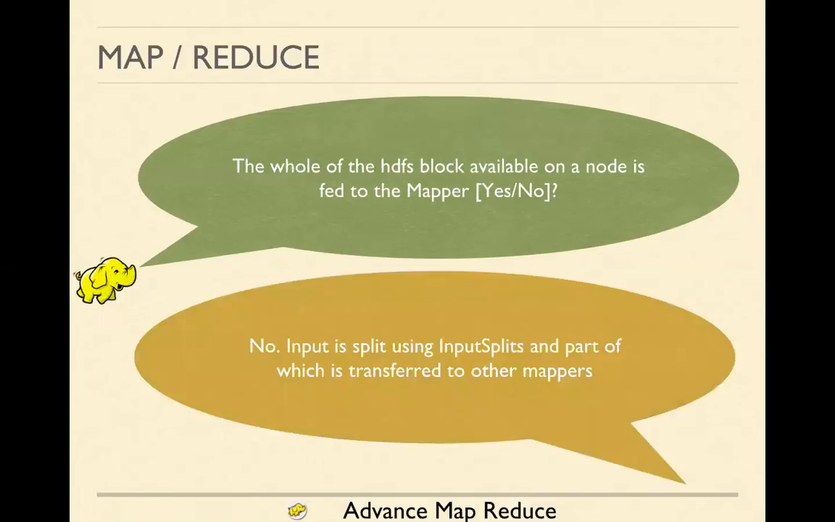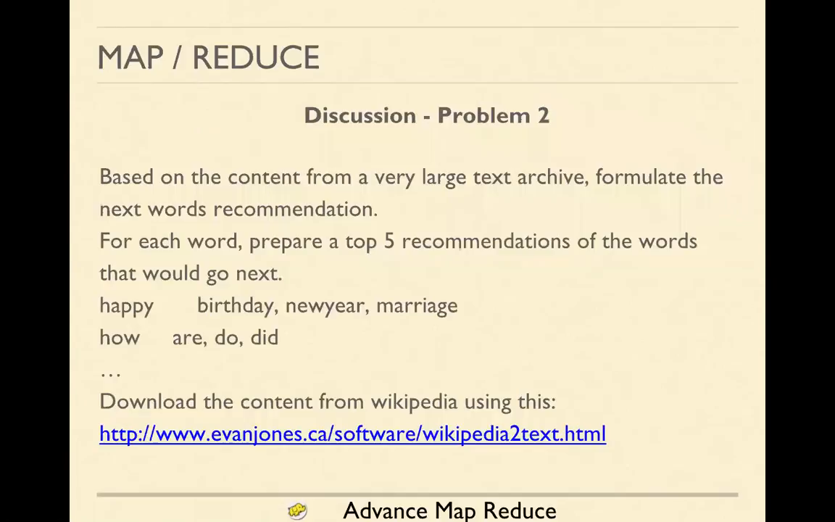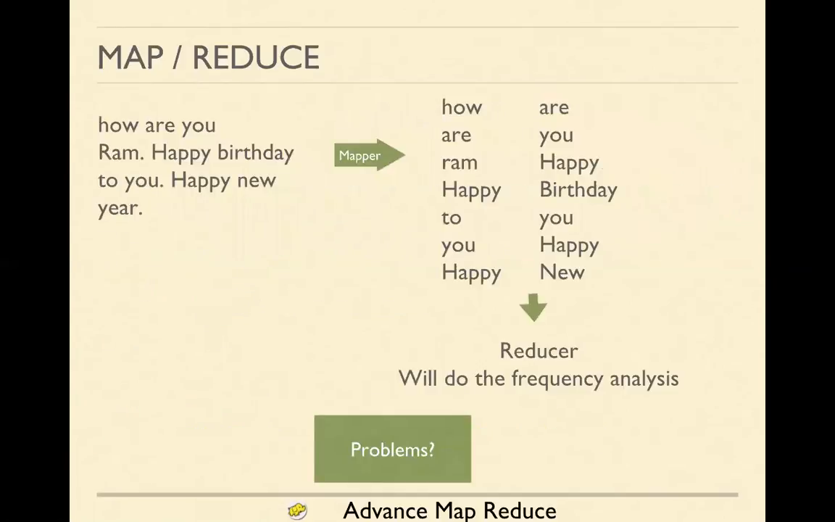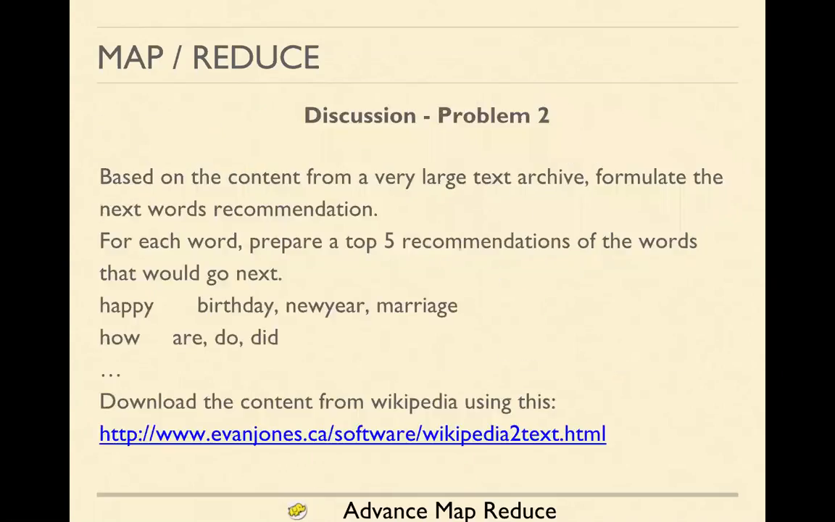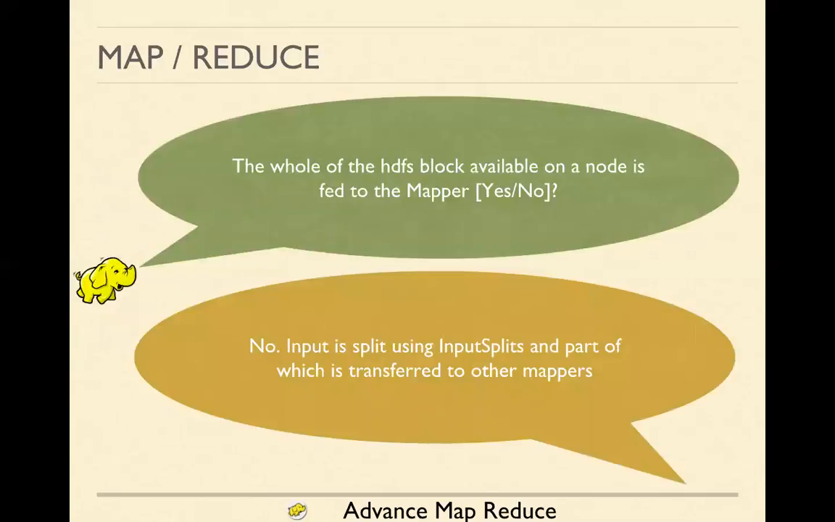Right. The input is split using input splits, and part of which is transferred to other mappers. Part of which is transferred to other mappers. All right. Here is another example. I like to discuss this.